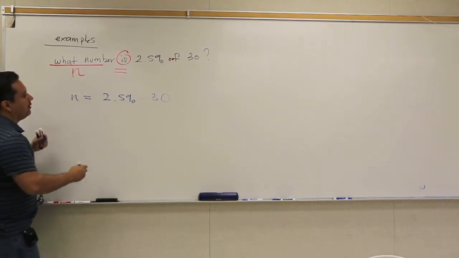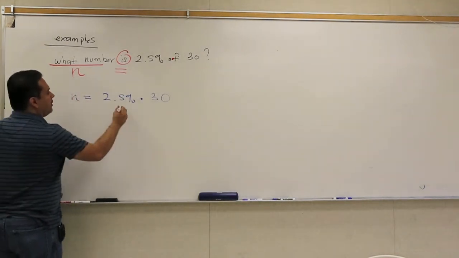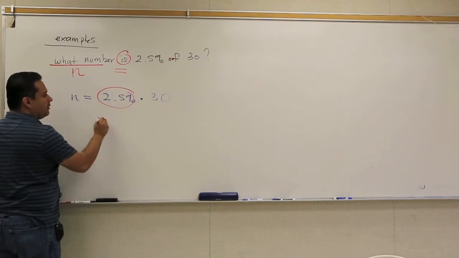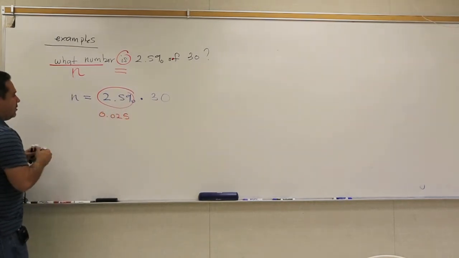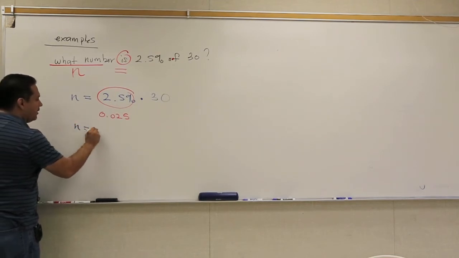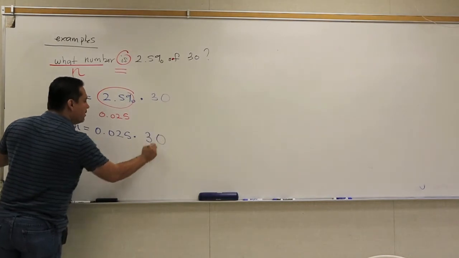2.5% of 30. Well, what do you guys know again? How do you represent 2.5%? 0.025? Isn't that what it is as a decimal? So then n becomes simply 0.025 times 30.